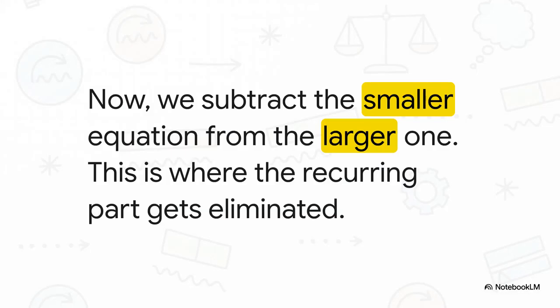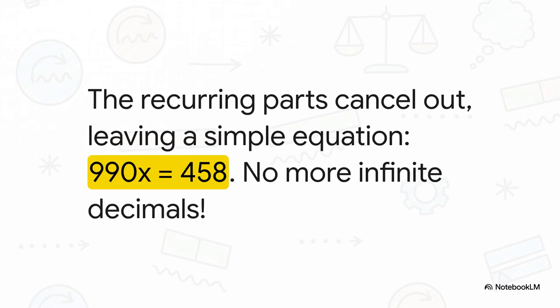So, let's do it. We subtract the smaller equation from the larger one. On the left side, we have 1000x minus 10x. And on the right, we do the same with the numbers. Now watch what happens to that repeating decimal. And just like that, all that messy, infinite decimal stuff just vanishes, leaving us with this beautiful, clean equation. 990x equals 458. So much easier to deal with, right?